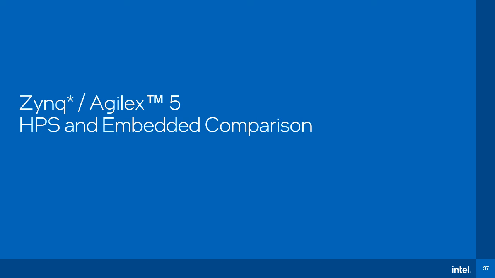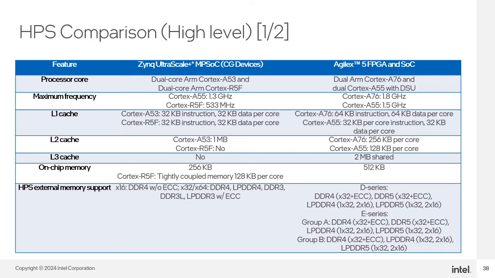I will now go over the embedded processors comparisons. Over the next number of slides, I'll present some differences between the processor systems on the Zynq UltraScale Plus parts and the Agilex 5 SoC parts. I will not enumerate all of the differences, but I'll touch on what I consider to be the highlights. In the Agilex 5 SoC, we have updated faster ARM cores with larger cache sizes and a greater variety of external memory support.